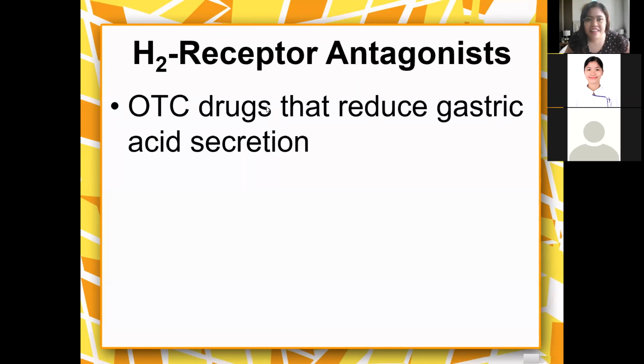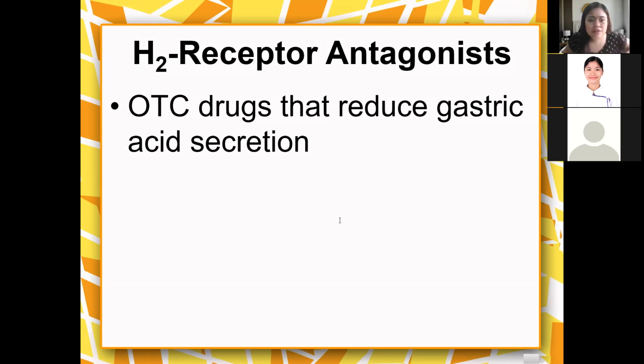Okay? Next, H2 receptor antagonists. We are done with the antihistamines for the H1 receptors. The H2 antagonists are drugs that reduce gastric acid secretion. Thus, these are used for ulcer or hyperacidity. We also use these for GERD, or gastroesophageal reflux disease, or for Zollinger-Ellison syndrome. I think that is a condition wherein you have a tumor in the gastrointestinal tract that will trigger the release of a lot of gastric acid. So that is why they are used.